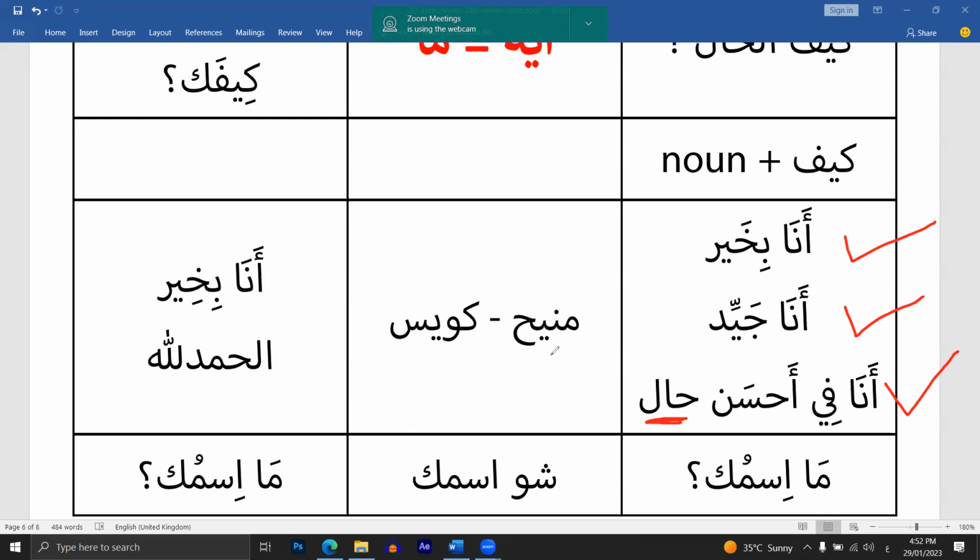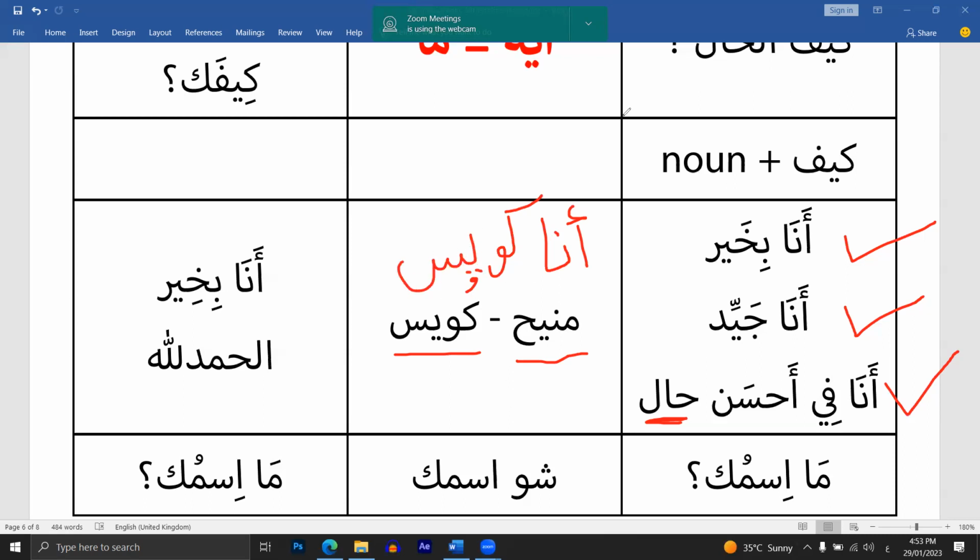In daily Arabic, it's also different. Some countries use this word, منيح. بخير means منيح. I don't know where they get this one from, but this is how they pronounce it. منيح means fine. In Egypt, we use this one, كويس. أنا كويس. Okay.